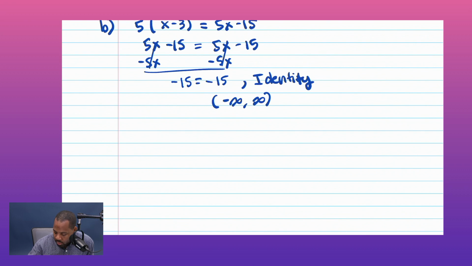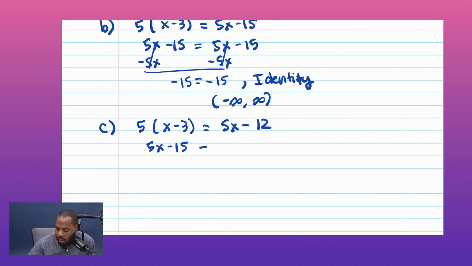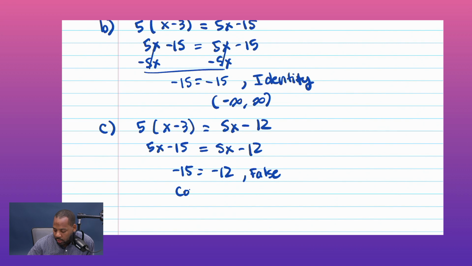And so let's show you a contradiction. Suppose I had 5 times x minus 3 is equal to 5x minus, let's just say 12. All right, notice if I distribute, I get 5x minus 15 is equal to 5x minus 12. Subtracting 5x on both sides, we get negative 15 is equal to negative 12. Notice that this is a false statement. This is never true. So since I get a false statement, I reach a contradiction. And this is no solution. This has no solution.